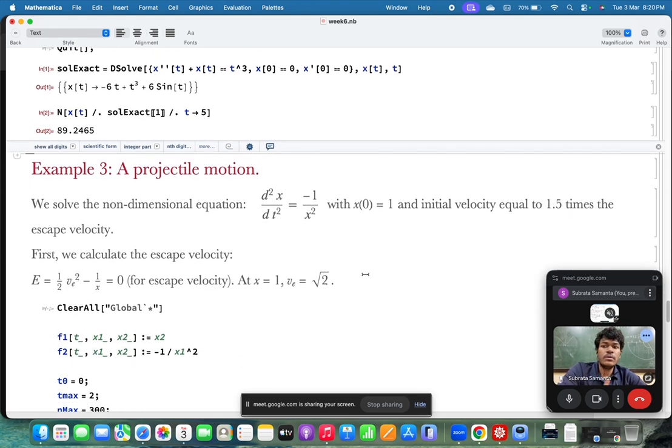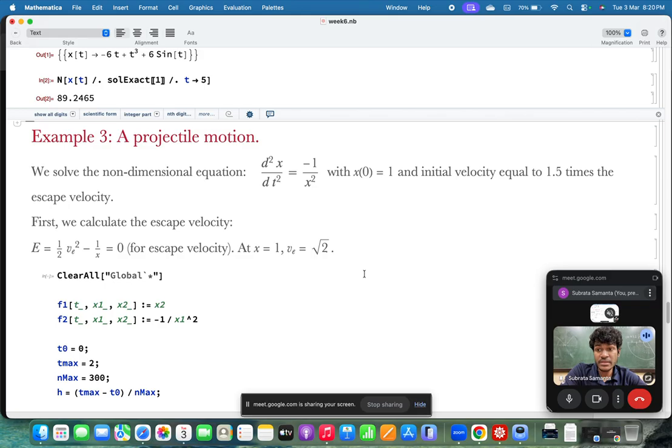Okay, now I am going to solve another example, another problem. This is a projectile motion.